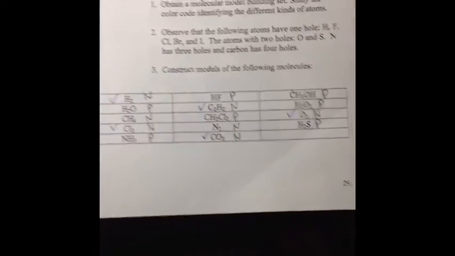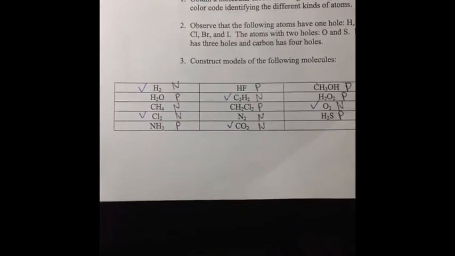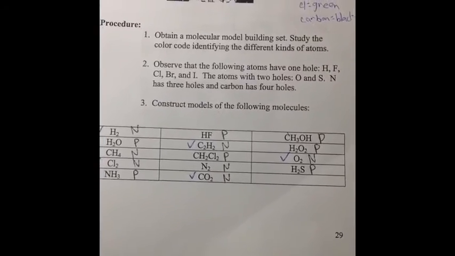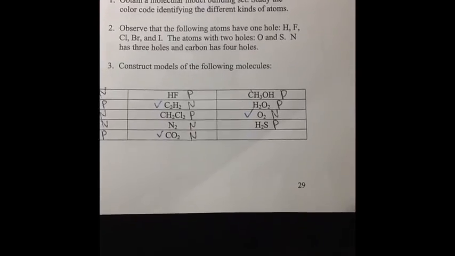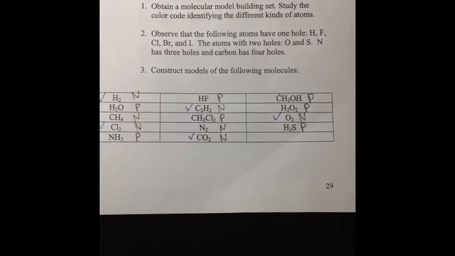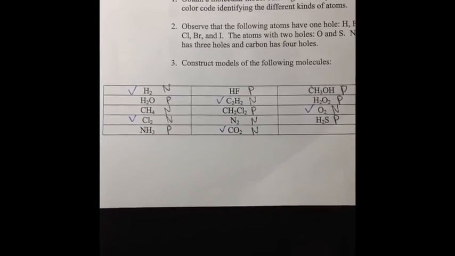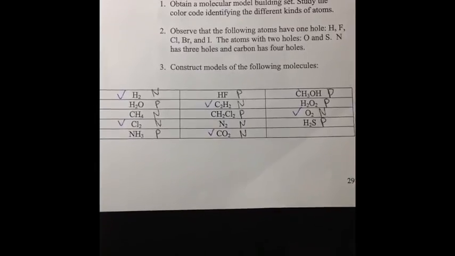Each of these molecules was also polar or nonpolar. The polar molecules were H2O, NH3, HF, CH2Cl2, CH3OH, H2O2, and H2S. The nonpolar molecules were H2, CH4, Cl2, C2H2, N2, CO2, and O2.